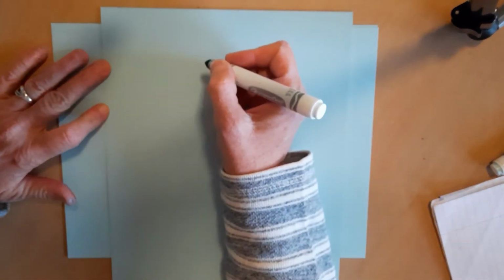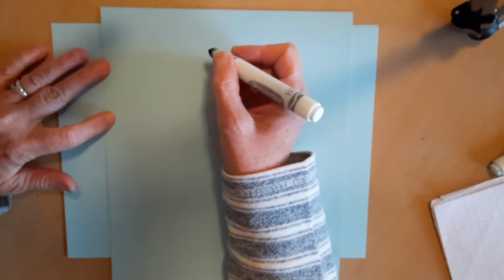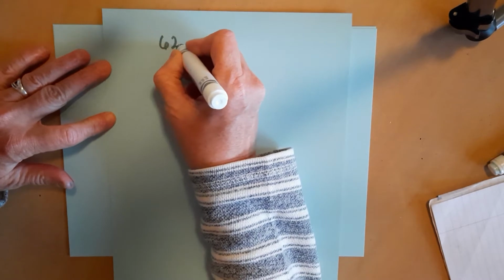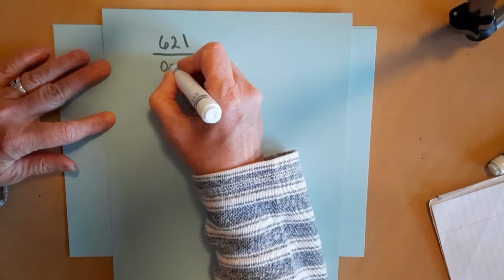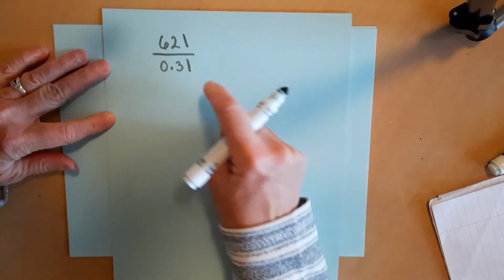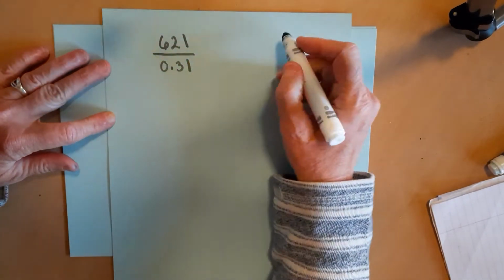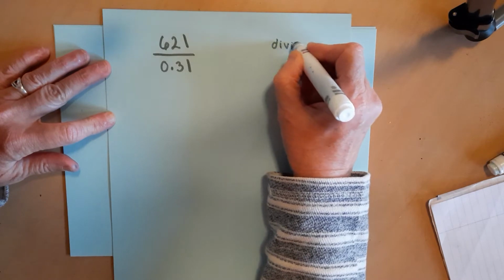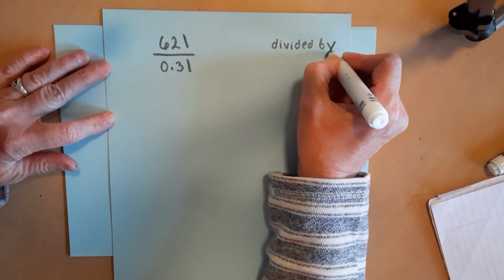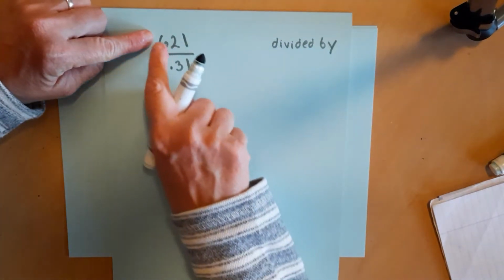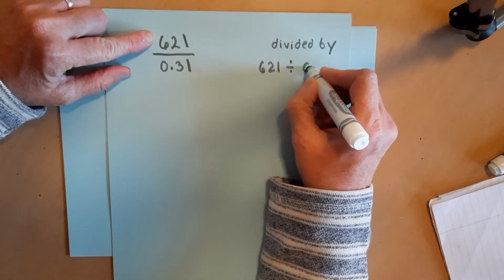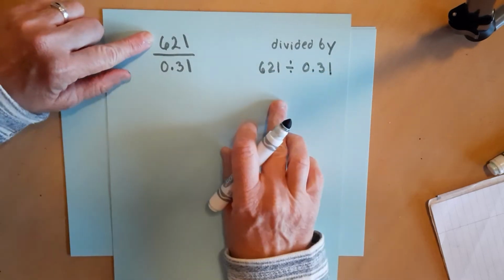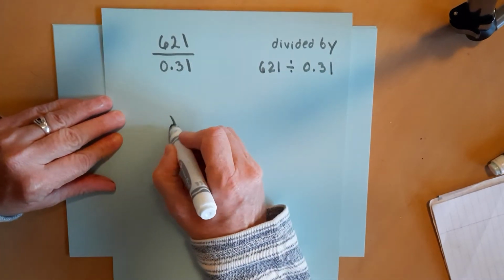So first of all, you'll see it might say something like 621 over 0.31. If you remember from our math tips, this line right here means divided by. That was one of our math tips to remember. So this means 621 divided by 0.31. And now we're going to set it up, and we need to make the division sign.